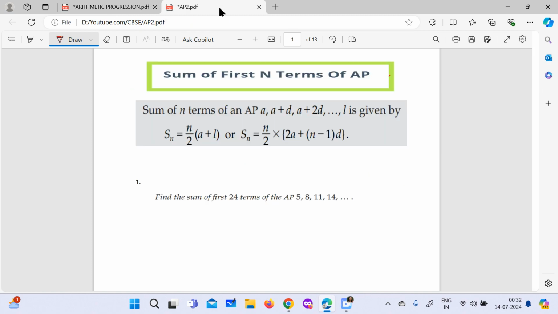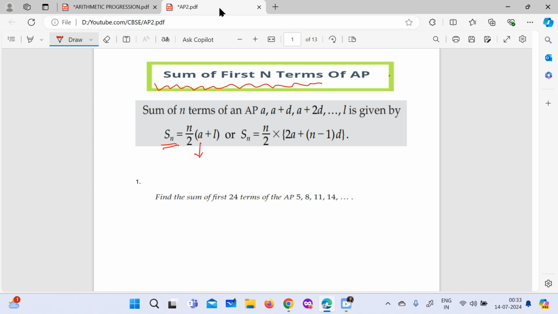And in this session, we are going to learn about the sum of first n terms of an AP. So let's see what the rule is, how to find the sum of first n terms. Here you should mind that it says sum of first n terms, so it will always be the sum of first n terms, not the middle terms. Now you see, sum of first n terms is given by Sn. Sn stands for sum of first n terms, which is equal to n over 2 times (a plus l).